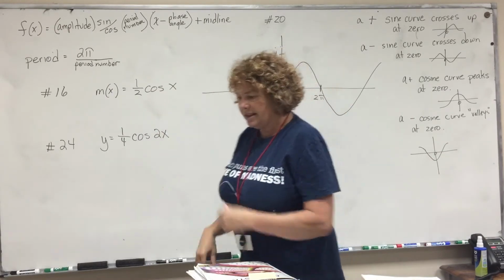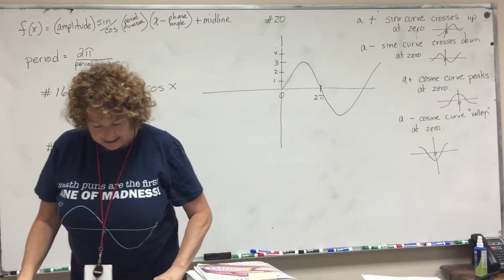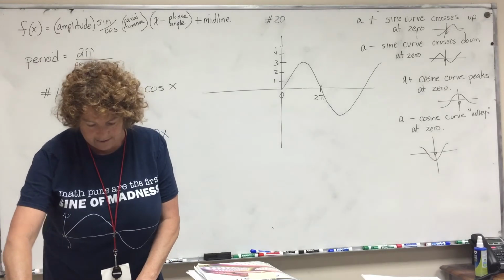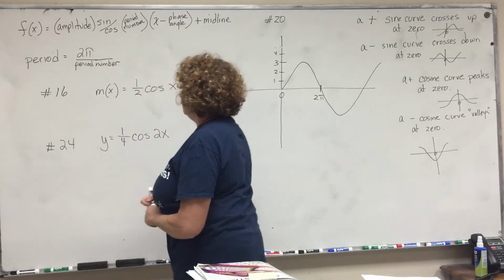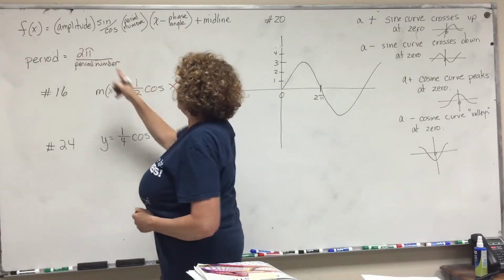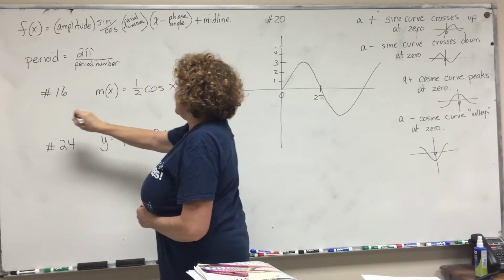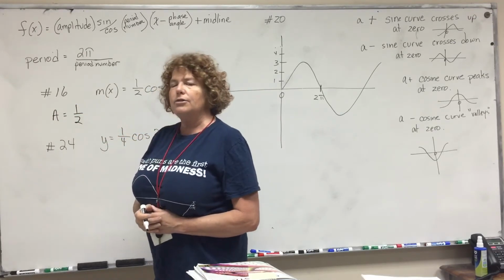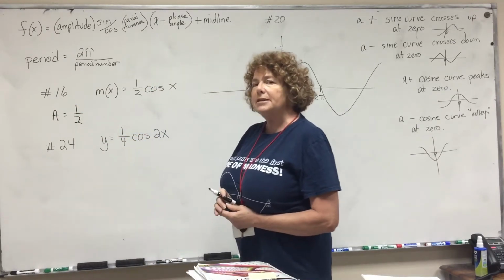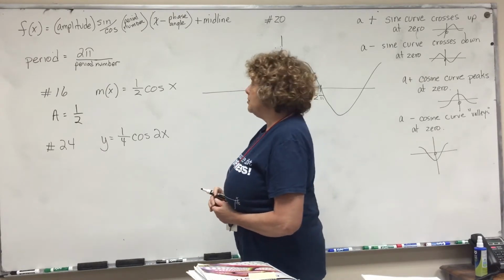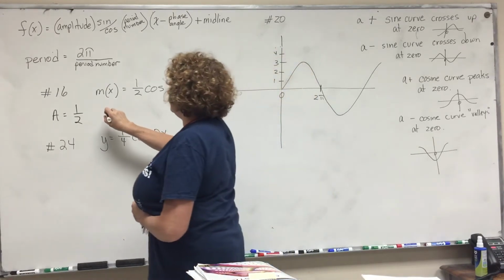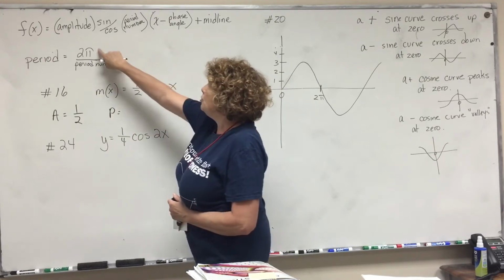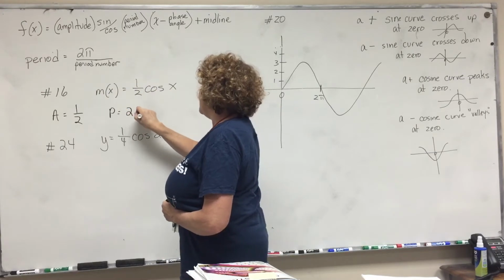So let's look at number 16. Number 16 asks you what's the amplitude and period, and then graph it. So the amplitude is the number in front of the sine or cosine. So the amplitude is 1/2. It's the absolute value. If it's a negative, that means something different. Just use the absolute value. And the period, well, there's a 1 in front of there. So 2 pi divided by 1 is 2 pi.